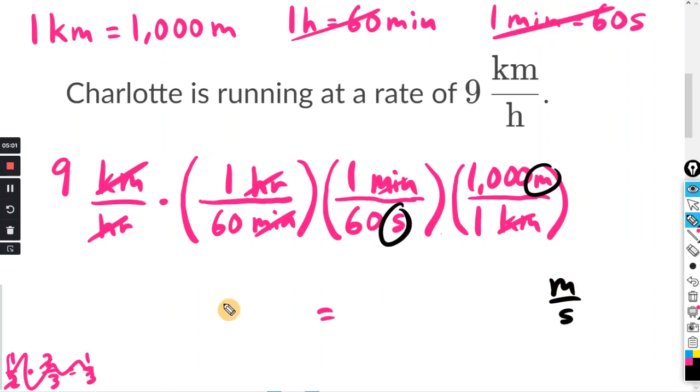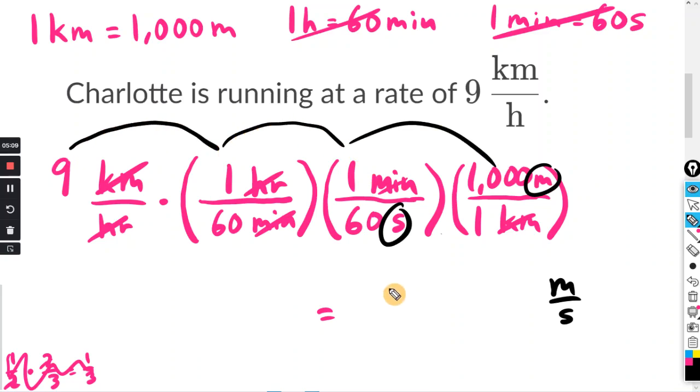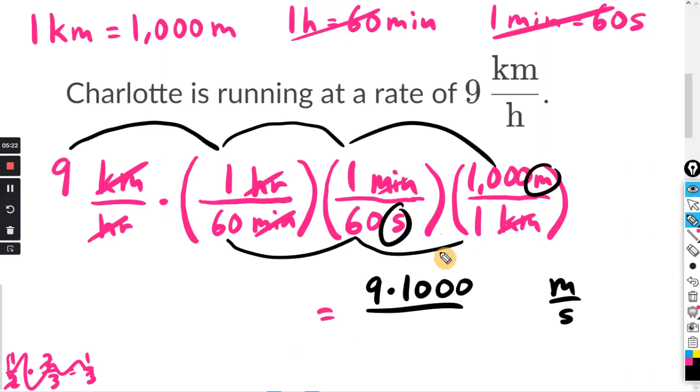Okay, multiplying numerators, this is just all multiplied fractions. We have 9 times 1 times 1 times 1,000. Okay, I'll ignore the times 1, and we'll just say 9 times 1,000. And in the denominator, we have 60 times 60 times 1. So I'll just do 60 times 60.